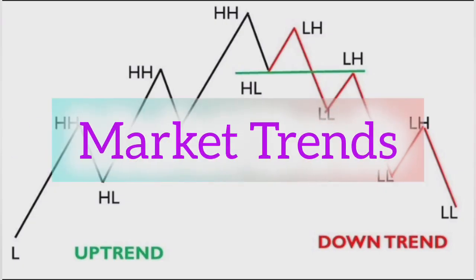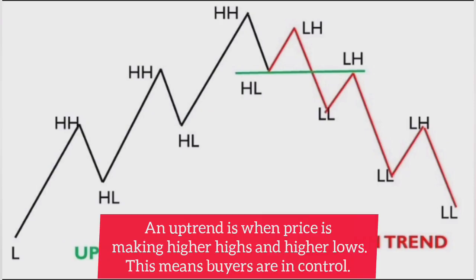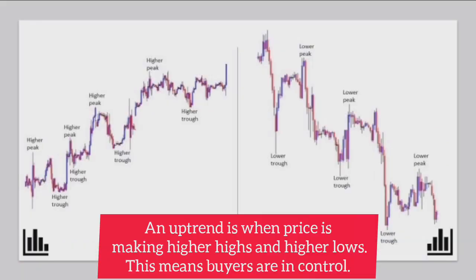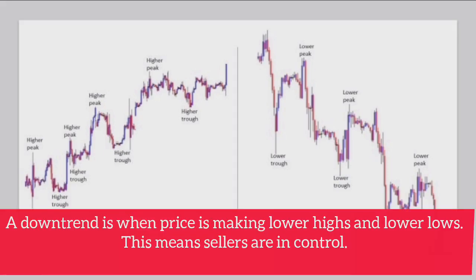Market trends. An uptrend is when price is making higher highs and higher lows. This means buyers are in control. A downtrend is when price is making lower highs and lower lows. This means sellers are in control.